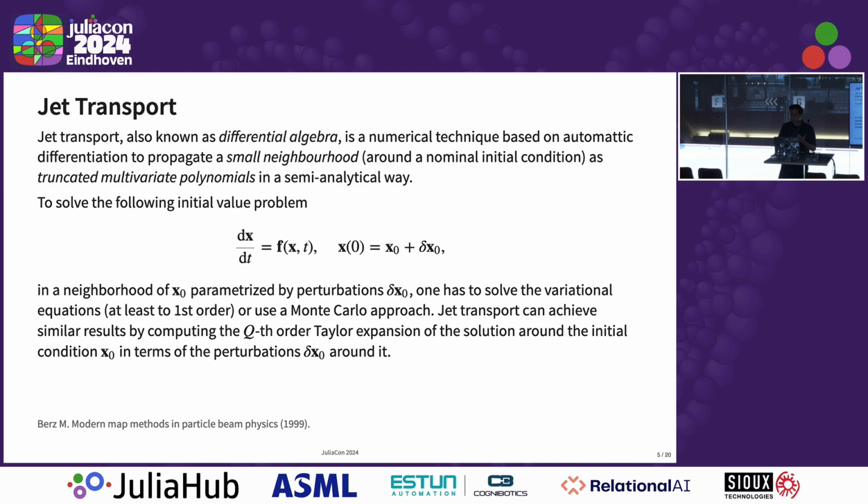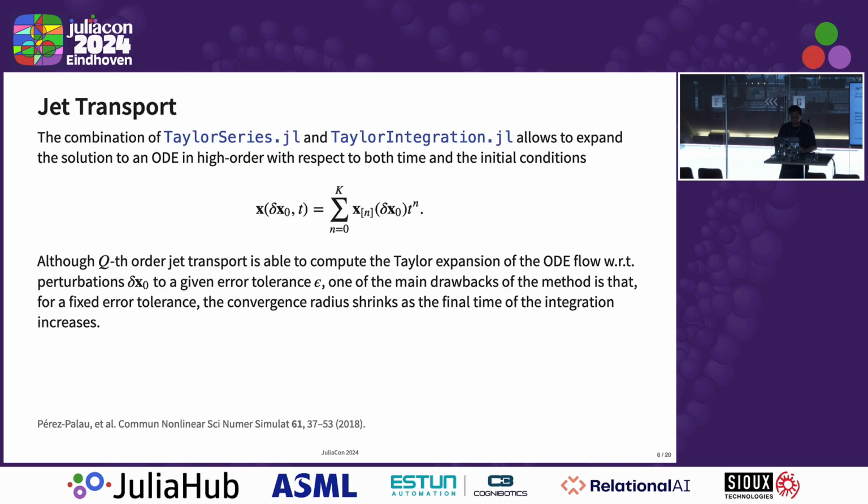And using jet transport together with the Taylor method is essentially equivalent to solving the qth order Taylor expansion of the solution around the initial condition x0, or you can also see it as solving the qth order variational equation, and we get all the derivatives with respect to time and with respect to the initial condition automatically using TaylorSeries and TaylorIntegration.